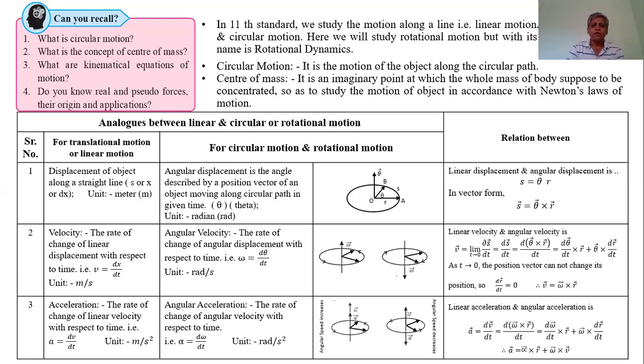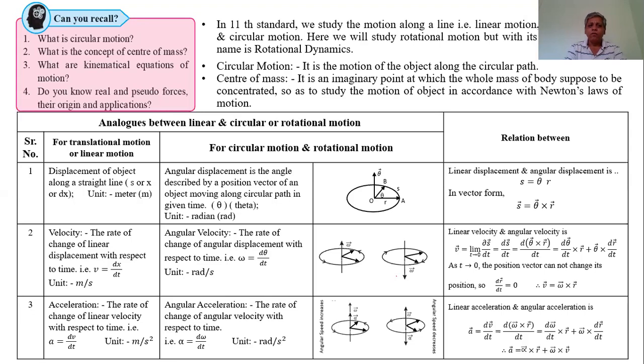Those points are: what is meant by circular motion? What is the concept of center of mass? What are the kinematic equations of motion? And do you know real and pseudo forces, their origin and application? These concepts must be recalled before studying the chapter on rotational motion. In 11th standard, we studied motion along a line, that is linear or translational motion, projectile motion, and circular motion. Here we will study rotational motion, but with considering its causes. Hence, the name is rotational dynamics.